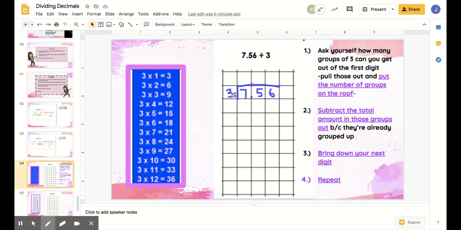First, how many groups of 3 can we get out of 7? I'm going to look over here, and I see that I can get 2 groups of 3. So I'm going to pull those 2 groups out on top, and then I'm going to subtract the total amount that's in those groups out. So 2 groups of 3 was 6. I'm subtracting them because they've been grouped up here, and I see that I have one thing that was left that didn't get grouped up, and I'm going to put it with my next digit.